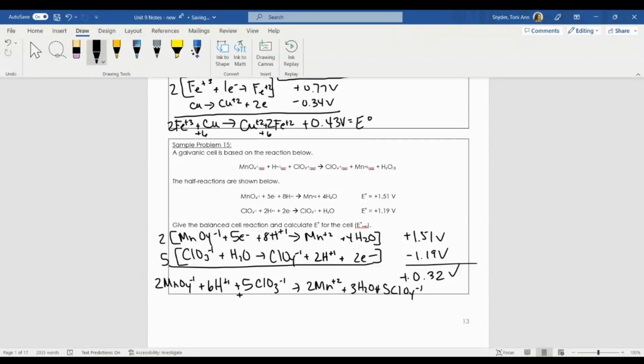I think these calculations for standard cell potential are quite easy. The only thing you got to remember is you can't multiply those voltages, right? If you flip it, you change the sign, but otherwise that's it. They stay the way that they are.